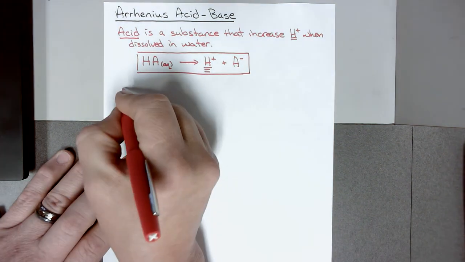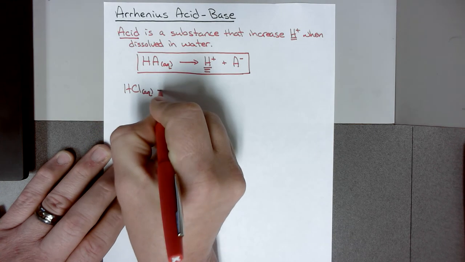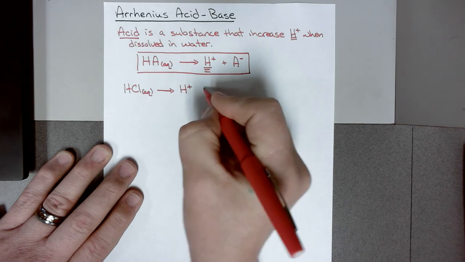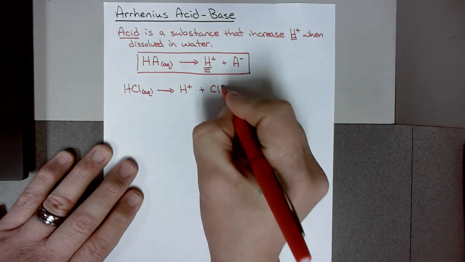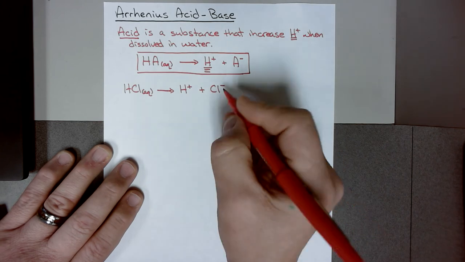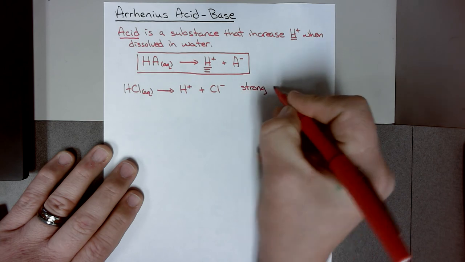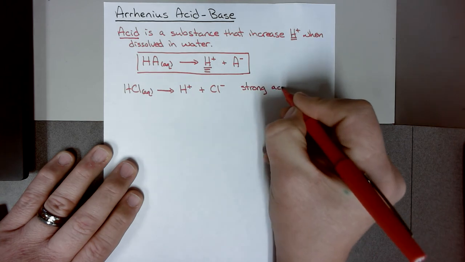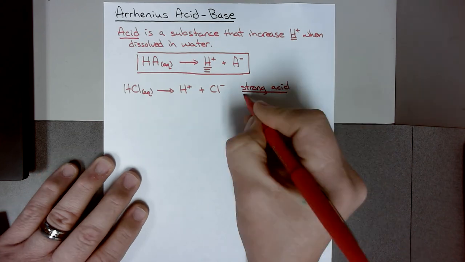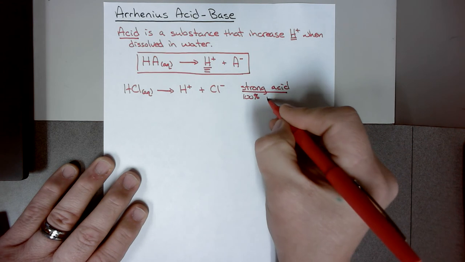Here, if I have HCl and it's aqueous, and it 100% dissociates into H plus ions and Cl minus, that's the A minus, the anion. This is a strong acid, and strong acids, what makes them a strong acid is the fact that they dissociate in water 100%. So 100%, oops, it's really called ionization, not dissociation, but it's the same idea.